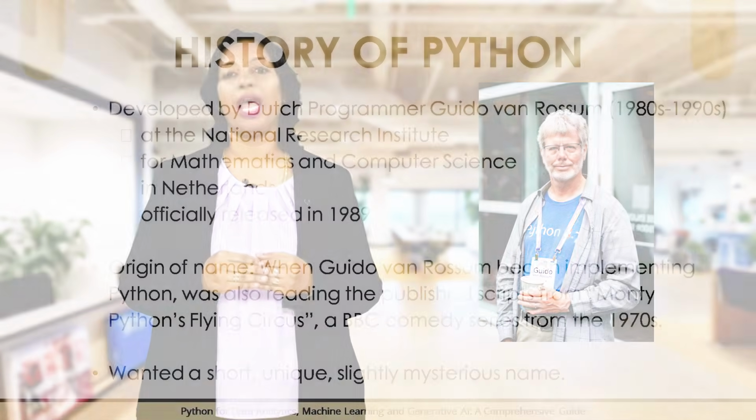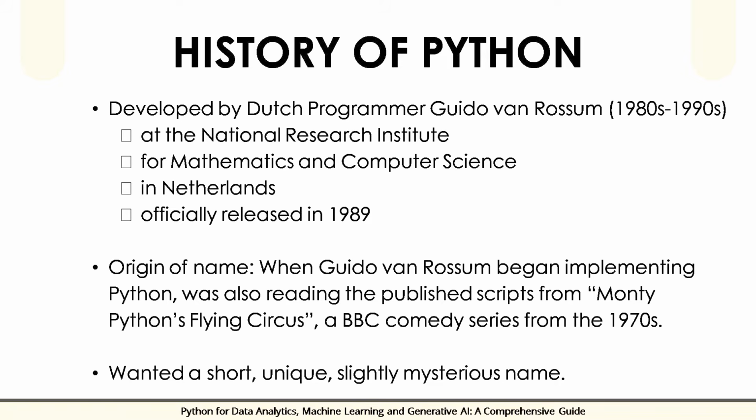Python was developed by Dutch programmer Guido van Rossum during the late 1980s and early 1990s at the National Research Institute of Mathematics and Computer Science in the Netherlands. It was officially released in 1989. The origin of the name is quite interesting. While working on Python, Guido was also reading the published scripts of Monty Python's Flying Circus, a popular BBC comedy series from the 1970s. He wanted the language to have a short, unique, and slightly mysterious name, and thus he chose the name Python.